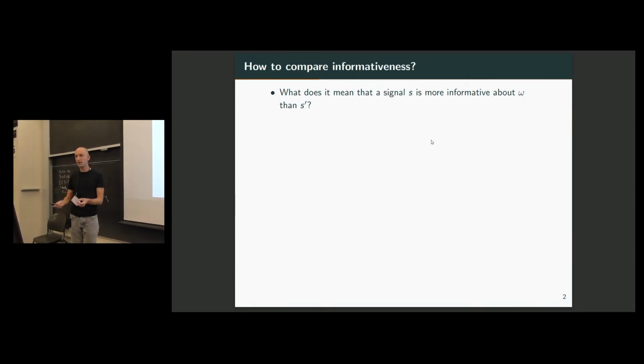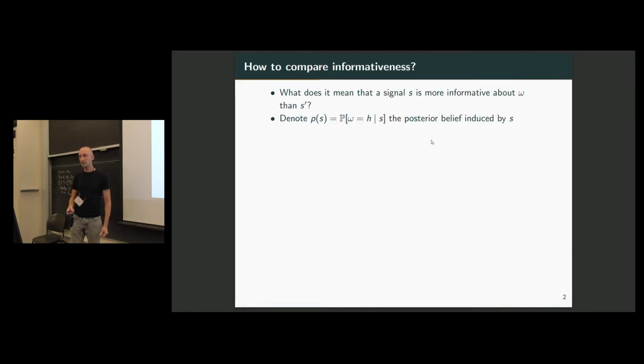What does it mean that a signal S is more informative than a signal S prime? To answer this question, let's denote by p(S) the posterior belief induced by signal S. It's just the conditional probability of the high state given this signal. By itself, it's a random variable with values in [0, 1], just because it depends on signal S, which is random. So the posterior belief is a random variable.